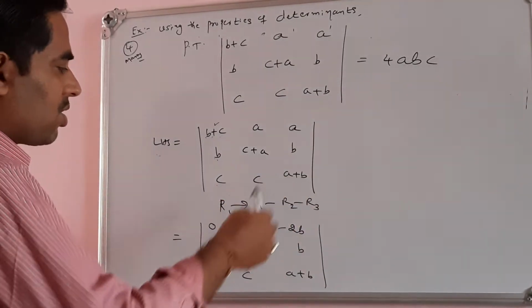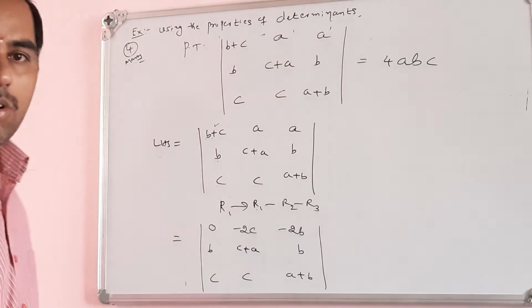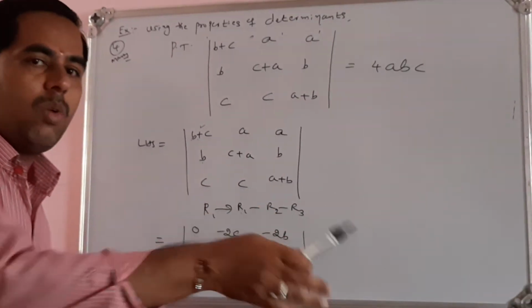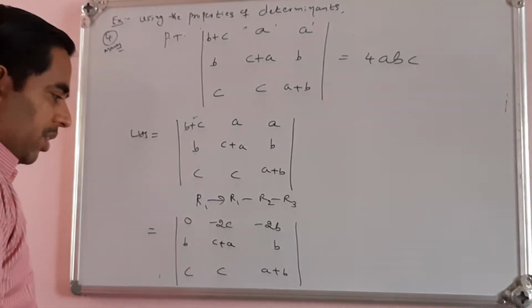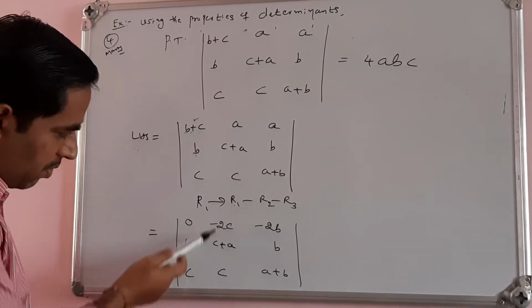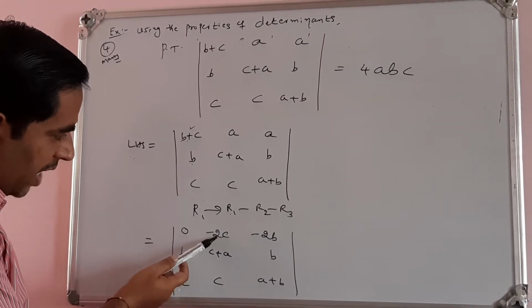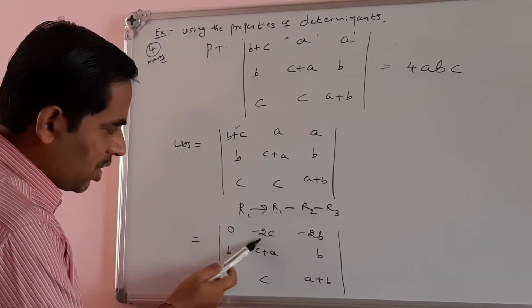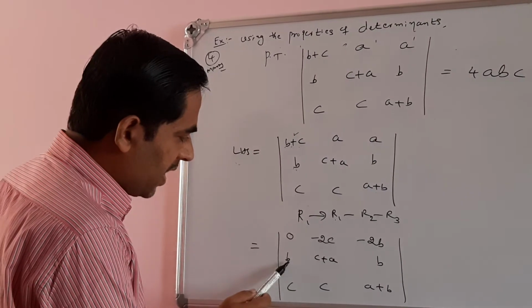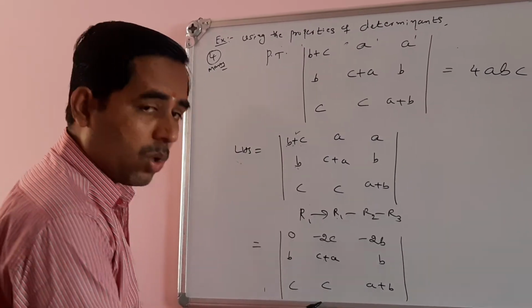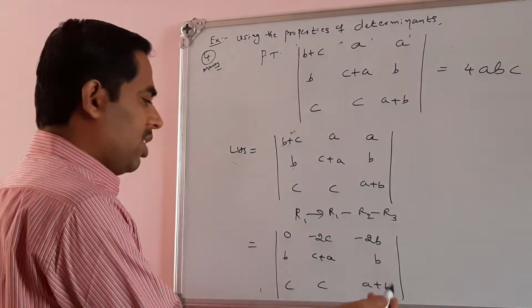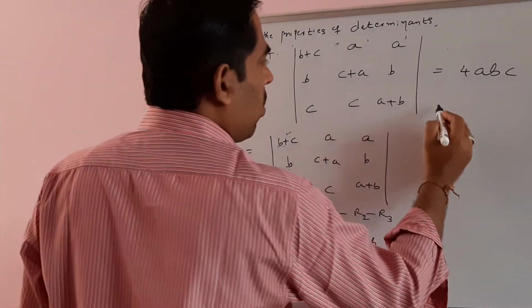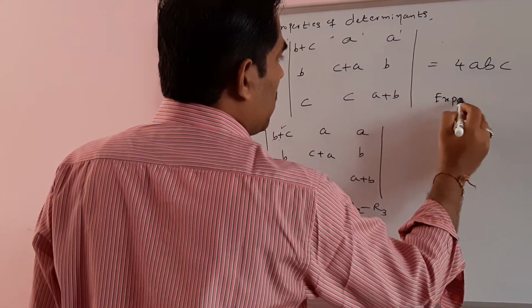So then afterwards we can expand along the first row directly, or we can apply one or two more row operations or column operations. So here a row operation is not possible. Column operation, if I apply column operations here, as I told earlier, C2 minus C1 means we can subtract: minus 2C minus 0 is minus 2C, then C plus A minus B, then C minus C, it will be 0. So I can apply that also. Otherwise we can expand along the row here. Okay, let us expand this.